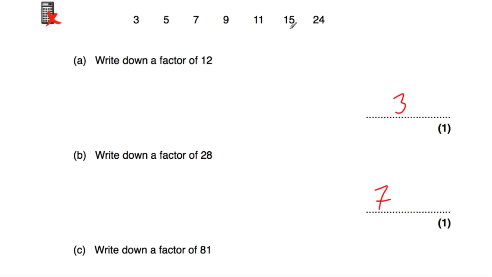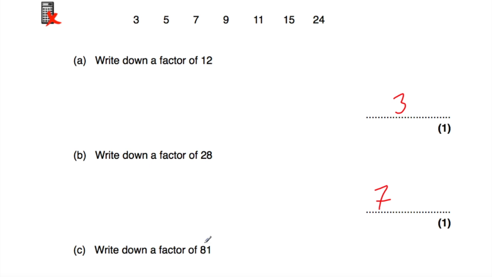15, no, because the multiples of 15 are 15, 30, 45, 60, 75, 90, and so on. So 15 is not going to be a factor of 81. 11, no, because that would be 11, 22, 33, 44, 55, 66, 77, 88, so no. 9, yes, 81's in the 9 times tables.